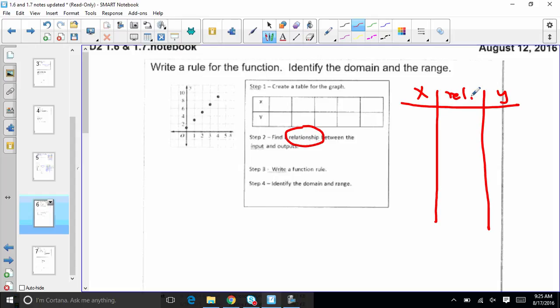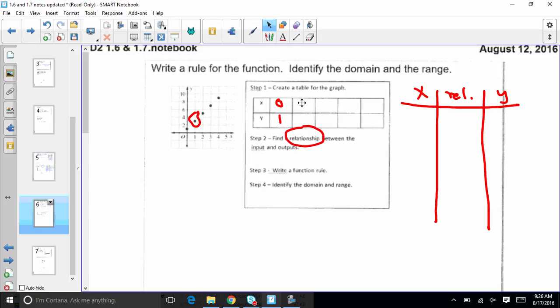The first thing I want to do, though, is find all of my ordered pairs. I look here, and I say, on this graph, I've got this point, and it's 0, 1. So when my input was 0, my output was 1. Next, I'll move this circle over. When my x was 1, then my y was 3. And when my x was 2, then y ended up being 5. When x was 3, then y was 7.